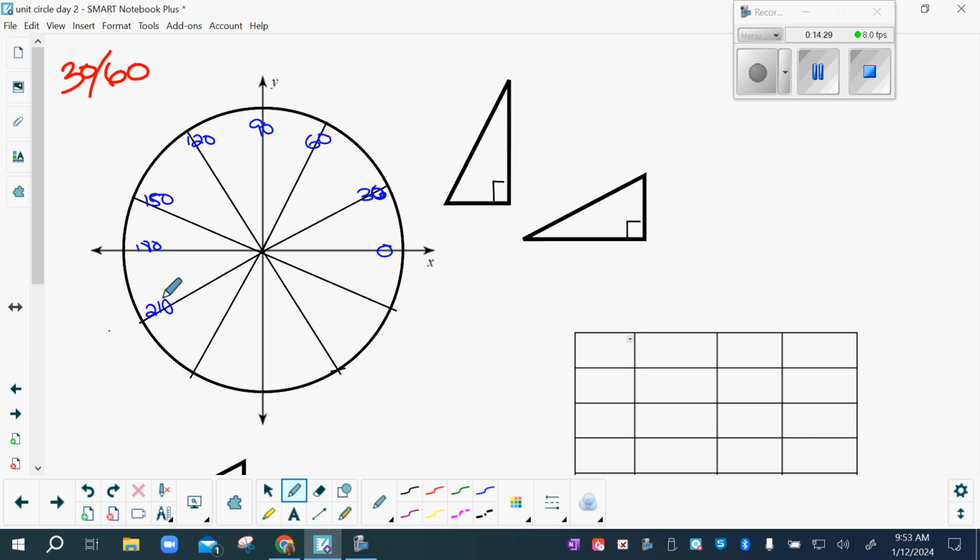Oh, I forgot 210. I always forget 210. I love me some 300 and 330. I love those. Okay. Now we're going to do this in 2 steps.